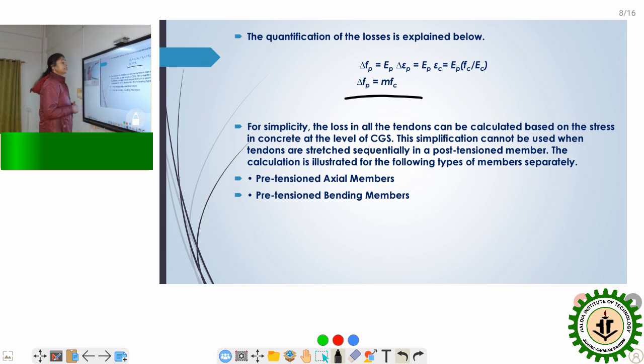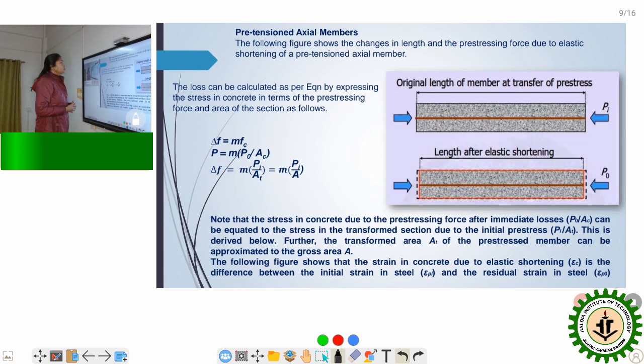So pre-tension axial members and pre-tension bending members. There are two types of members which are being used as pre-tension members, axial members and bending members. So elastic shortening can be calculated for both the members as well. So now we see for an axial member, what is happening? The tendons are kept straight, right? There is no bending in the tendons. After the pre-stressing forces, the tendons are still kept straight, right?